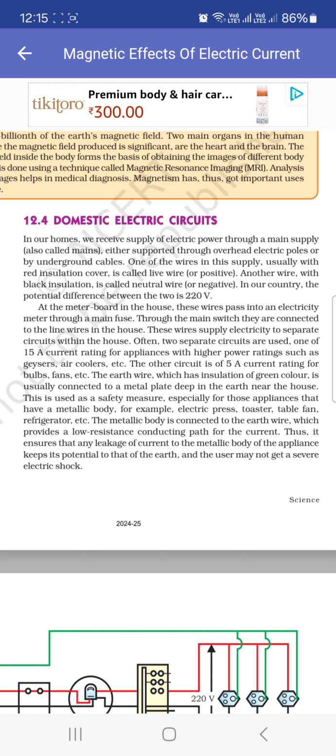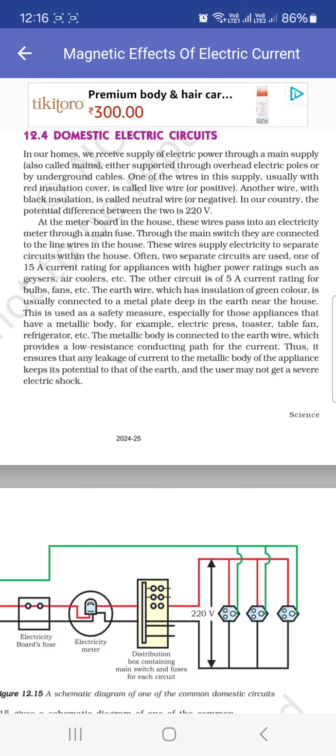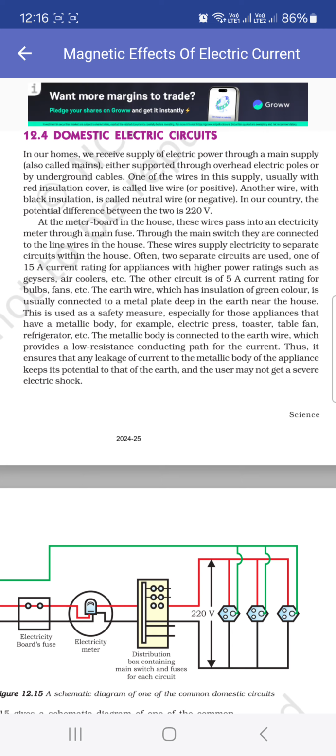Through the main switch, they are connected to the line wires in the house. These wires supply electricity to separate circuits within the house. Often, two separate circuits are used, one of 15 ampere current rating for appliances with higher power rating such as geyser, air cooler, etc. The other circuit is of 5 ampere current rating for bulbs, fan, etc.